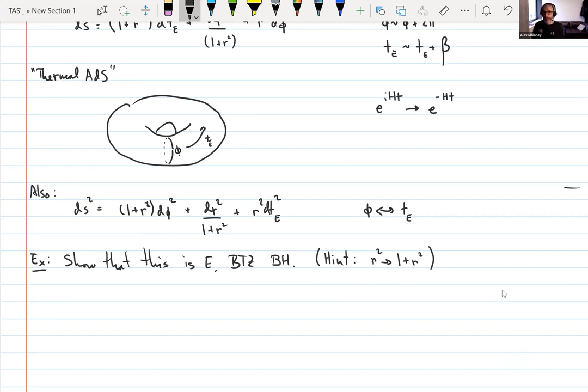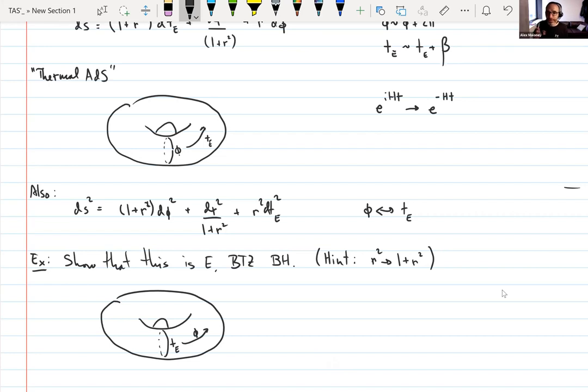What's another way of immediately seeing that this is a black hole geometry? Well, if I wanted to draw a picture of this geometry, it's going to be a solid donut, but it's going to be the solid donut where the Euclidean time circle has been swapped with the phi circle. Okay? So what does this picture mean?